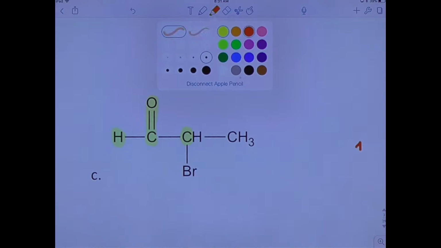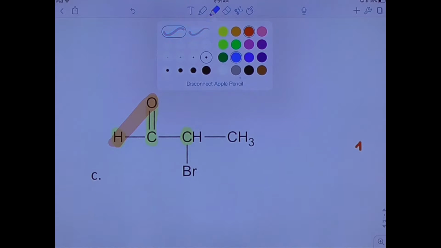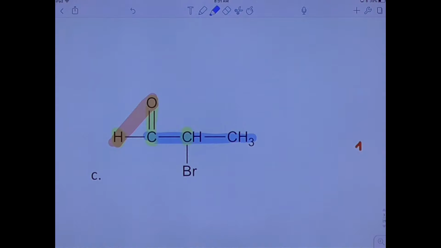So the functional group is the aldehyde, that part there. This is your parent hydrocarbon right here. And then you have a substituent here.